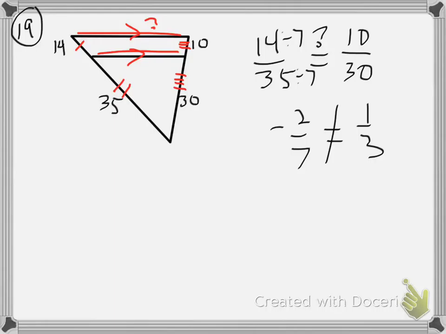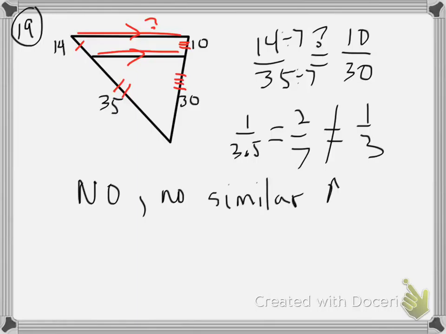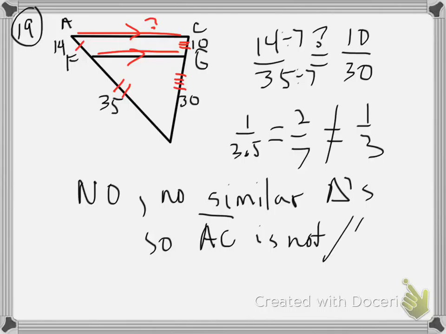If you really want to reduce this, you can divide them both by 2, and it's 1/3.5, which is clearly not equal. So again, you can say no, not similar triangles. So this was actually called A and C, and this was called F and G. So AC is not parallel to FG. And there we go, really quick.